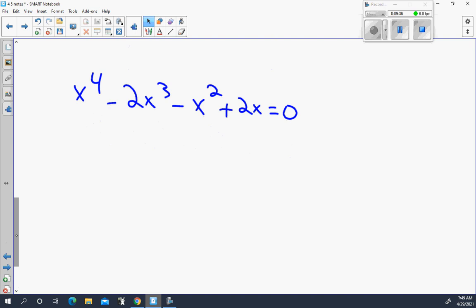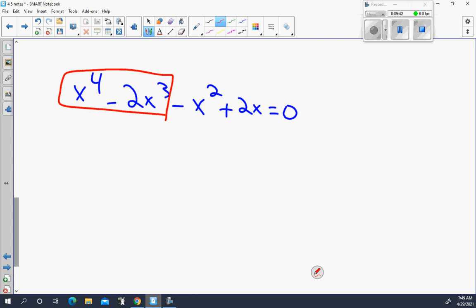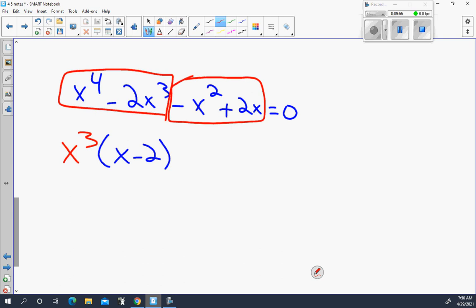Okay. I'm seeing 4 different terms here, so I'm thinking let's factor by grouping. I can factor out an x cubed here, and I know that I have an x minus 2 left. Over here I can factor out a negative x. What's left? x minus 2 is going to be equal to 0.